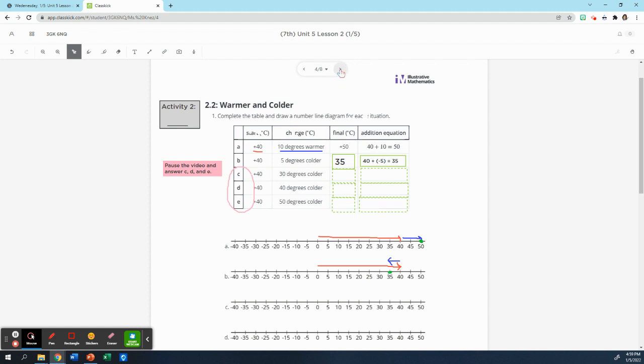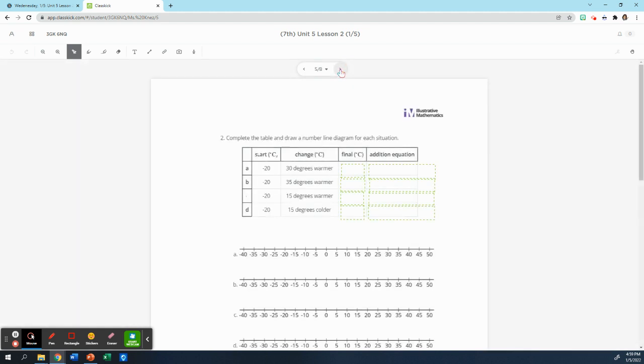Okay, you should have done C, D, and E on your own. Let's take a look at slide 5. Slide 5 is the same exact thing. Complete the table and draw a number line diagram for each situation. We'll do A together. The difference here is that the starting temperature is negative 20, which means that our initial arrow on the number line is going to move from 0 in the negative direction to negative 20. The change in row A is that the temperature gets 30 degrees warmer.